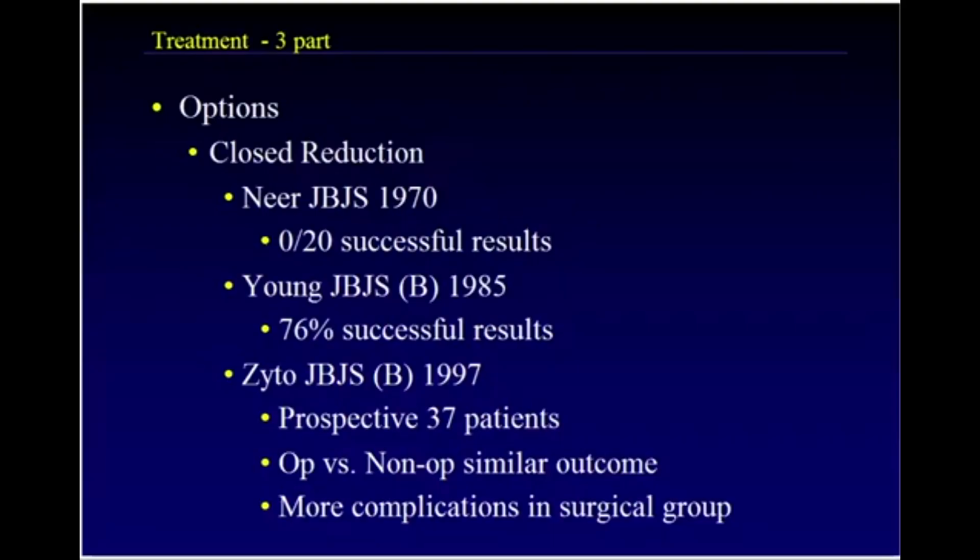Now, for three-part fractures, closed reduction has historically been associated with poor results, and Neer described no successful results with closed management of three-part fractures. Young, in the British JBS 15 years later, had 70% successful results. And then in 1997 in the British JBS, Zyto looked at a prospective review of 37 patients and basically reported similar functional outcomes in patients treated operatively versus those treated non-operatively.